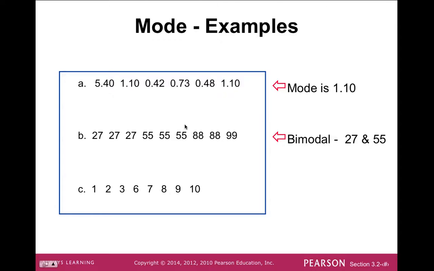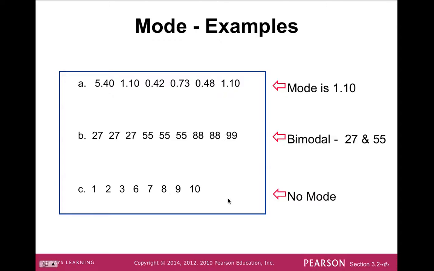So even though 88 is repeated twice, it's not as great of a repeat as 55, which is repeated 3 times, and 27, which is repeated 3 times. So in this case, 27 and 55 are our two modes. So this would be an example of a bimodal.